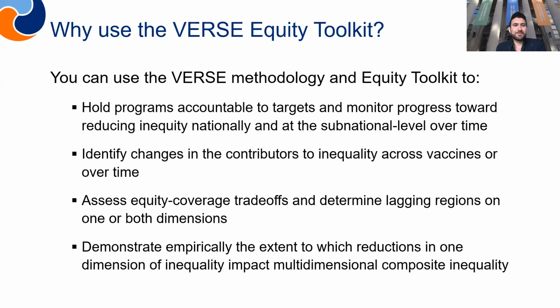I just want to highlight again, the purpose of the Verse Equity Toolkit is to allow a consistent metric that can hold programs accountable to targets and monitor progress towards reducing inequity nationally and at the subnational level over time, and doing so in a way that can encompass more determinants of inequity than just one or two, and not have so many disparate measures, like needing to look at the urban-rural ratio and the sex ratio and the gender gap and the socioeconomic concentration index all together, and then try to determine the relative importance of each in terms of holistically reducing inequity.